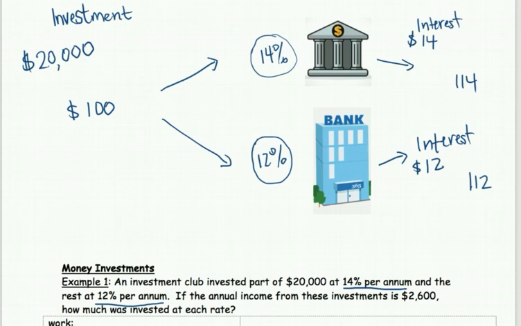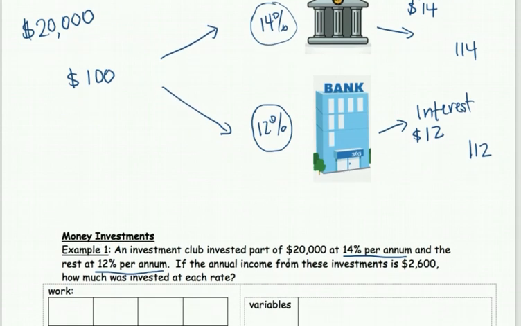So that's why they call this diversifying: putting your money in a lot of places, so that if something does happen to one pile of money, you can still depend on the other account. You'll know that'll be there. So that's why this investment club down here is putting it in a couple different places.